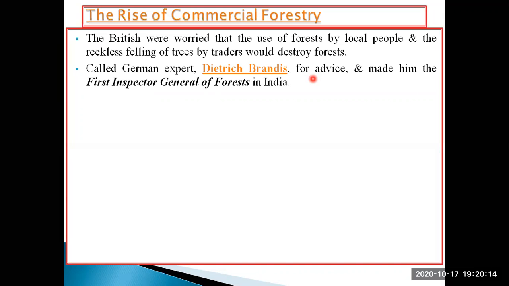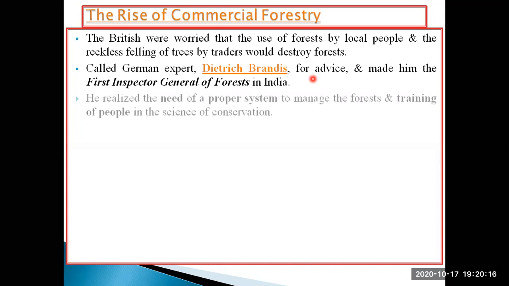Now let us see what this man Dietrich Brandis is advising the Britishers. So before taking any decision, before coming to the conclusion, he decided to take a round around the forest. And after taking a round around the forest, he realized the need of a proper system to manage the forest. He realized that there is a lack of system in managing the forest. Everyone is just cutting down the forest. They're cutting down the trees here and there without any planning, without any future planning.